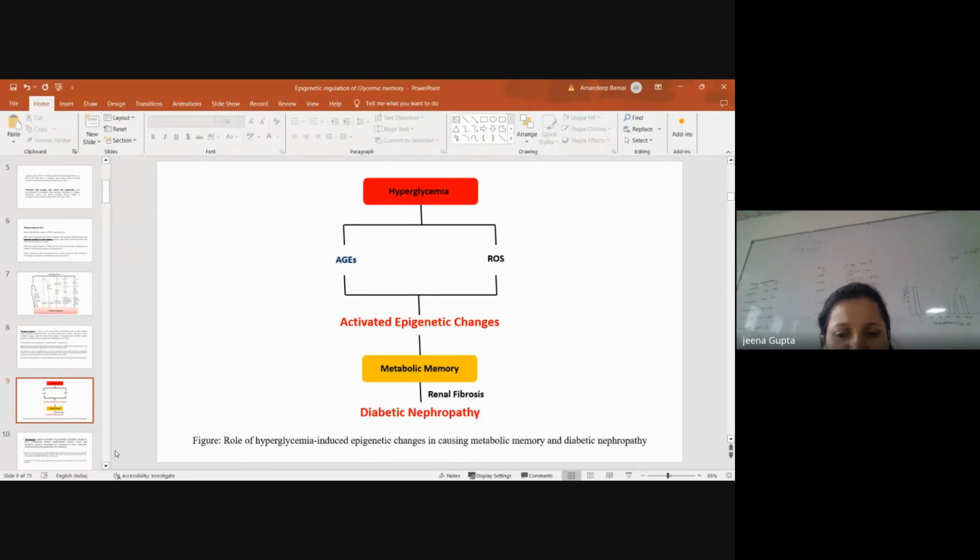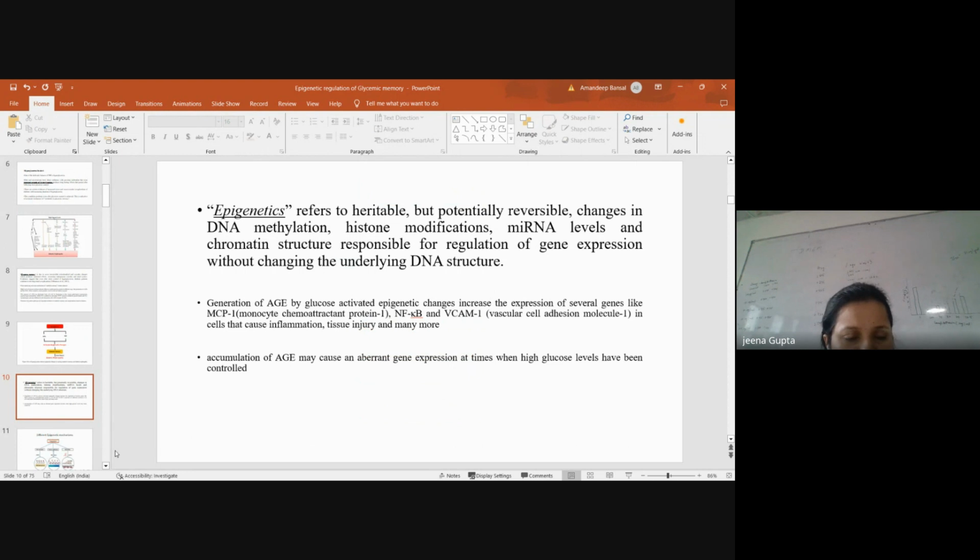These species are responsible for activating certain epigenetic changes in the cell, which are basically retained as metabolic memory and eventually lead to diabetic nephropathy. Now, what is epigenetics? I've already given you a clue. Epigenetics are heritable changes. They can pass from the parent to the offspring, but they are changes in the gene expression without changing the DNA structure, the DNA sequence of base pairs.